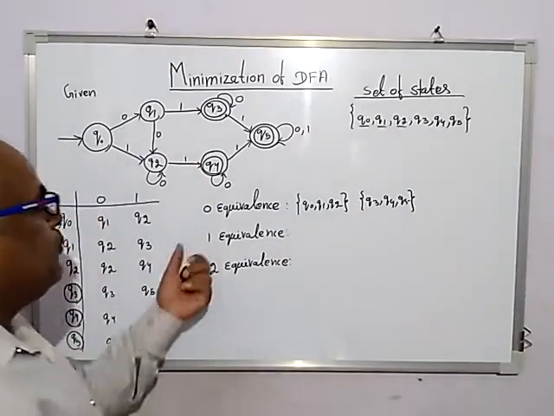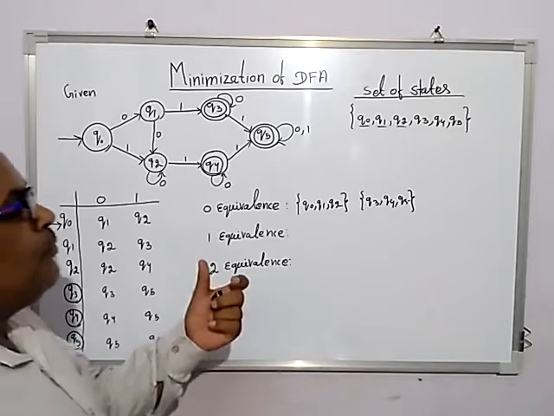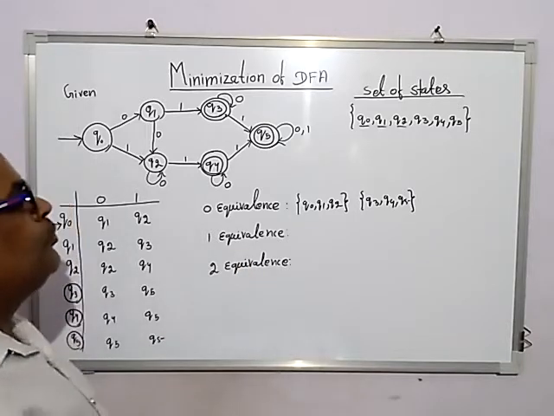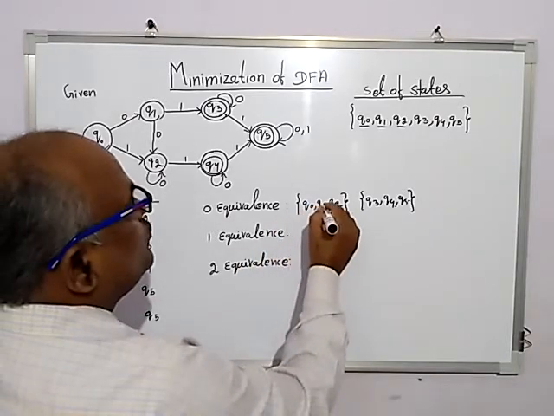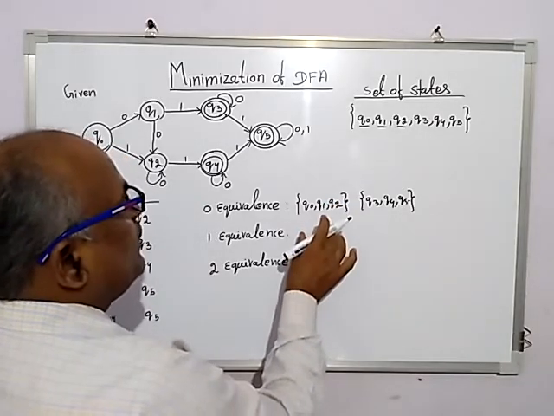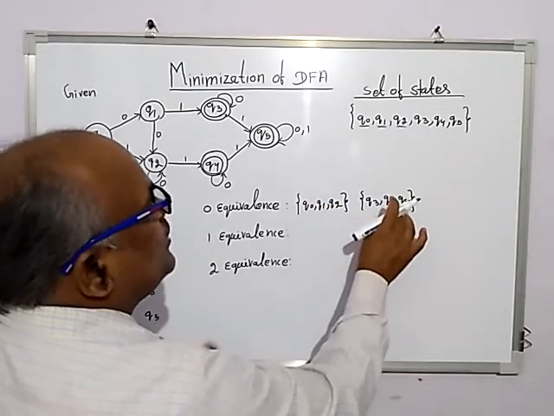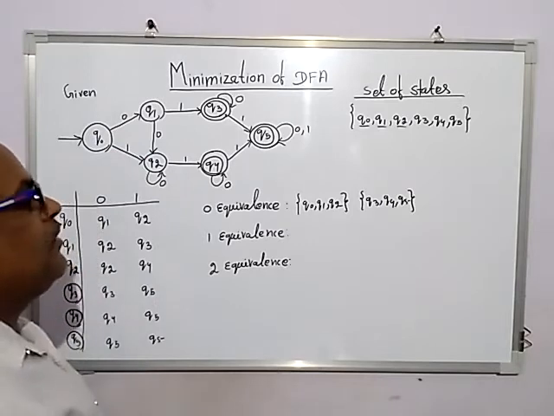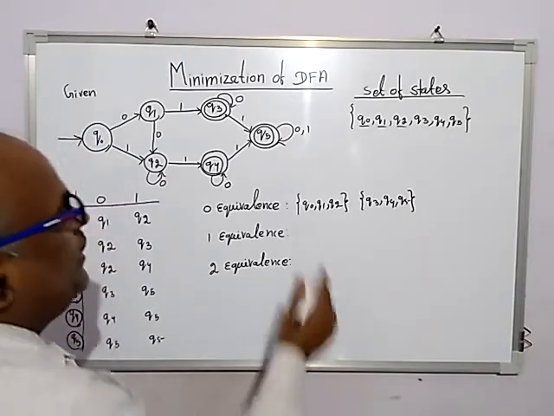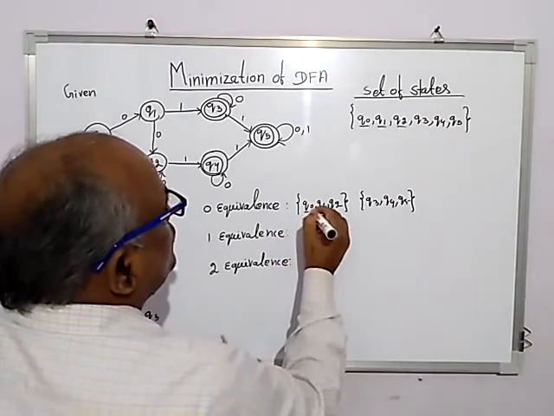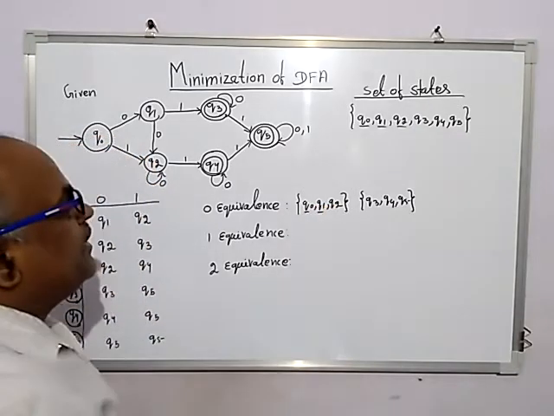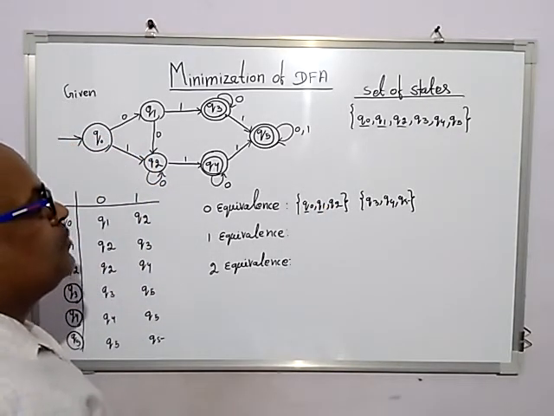Next we have to find 1 equivalence. To find 1 equivalence, what will you do? Just see whether Q0, Q1, Q2 are 1 equivalent or not, and whether Q3, Q4, Q5 are 1 equivalent or not. How to find out equivalence? First you have to take two states. One is Q0, another is Q1.